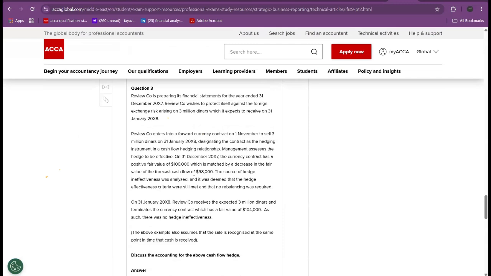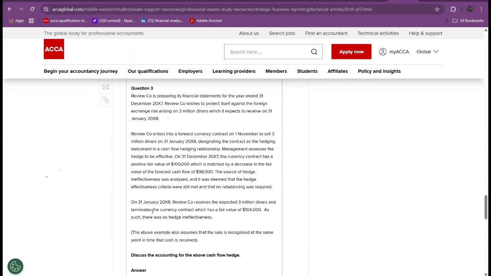It has a positive fair value of 100,000. So basically, what it means is, if there's a decline in my forecast transaction hedged item, clearly we should assume that there has been an increase in the derivative contract. This is what it's trying to say, and you should always assume this regardless of this question. If there has been a decline in your underlying hedged item, the item which you are hedging, there is definitely a gain in the hedging instrument, the derivative contract.